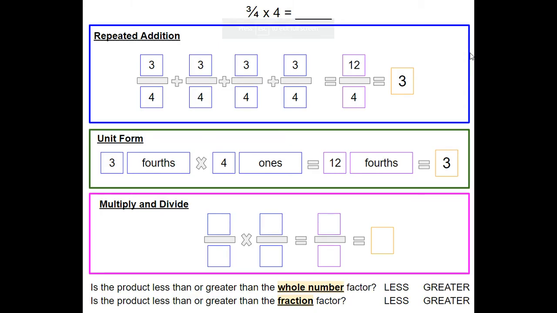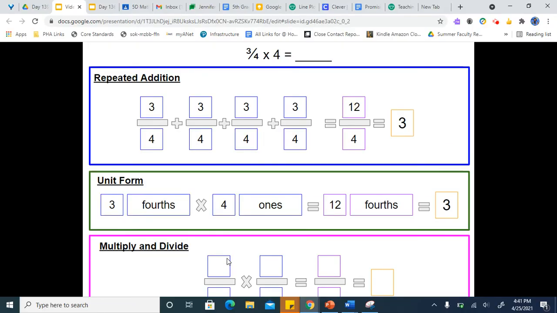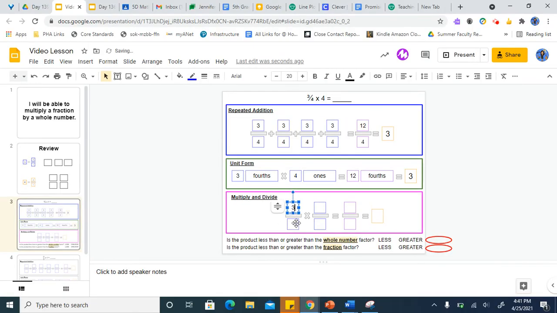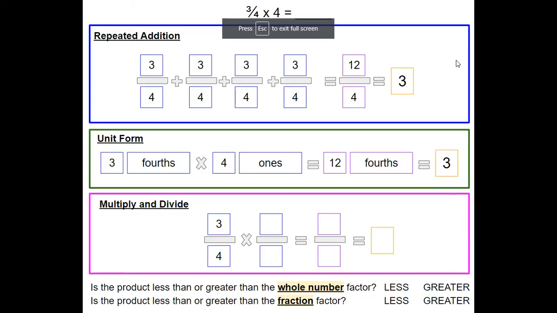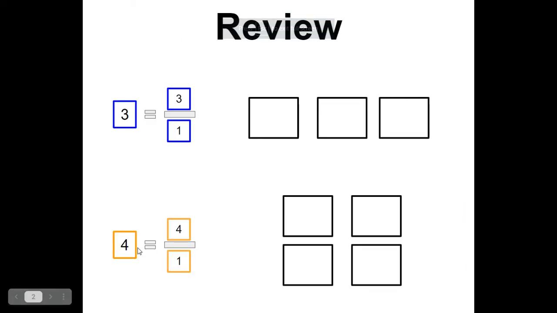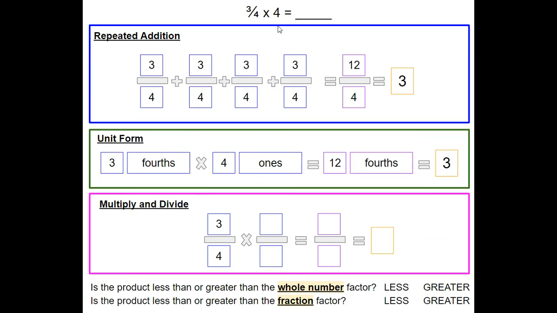Finally, let's use multiplication and division to help us solve this problem. Here we have 3/4 times 4. We're going to rewrite both of these numbers as fractions. Well, 3/4 is already a fraction. So we're going to write 3/4. And then if you remember the review, 4 is the same as 4/1. So we can rewrite 4 as 4/1.